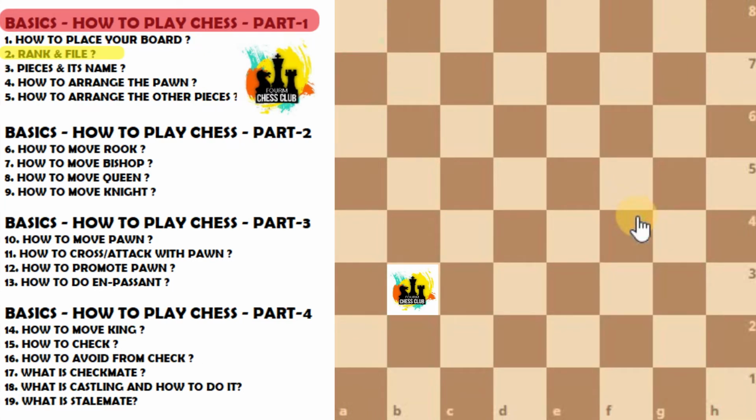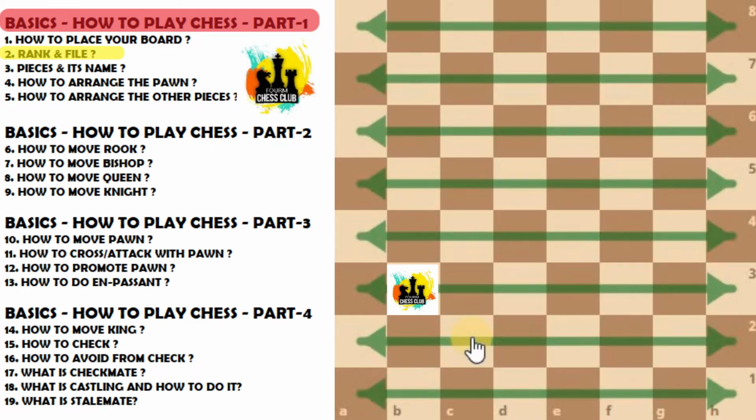The second thing we are going to see is what is rank and what is file. Rank is nothing but the rows in the chessboard. This is the row which goes from side to side, left to right and right to left. To denote the rank, we use numbers from 1 to 8. Since we have 8 rows in the chessboard, it starts from 1 and ends at 8. This is called rank.